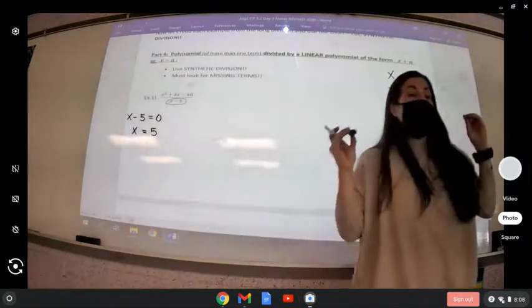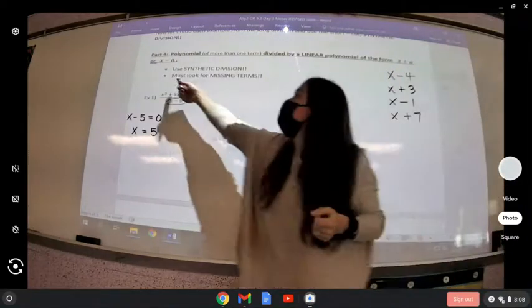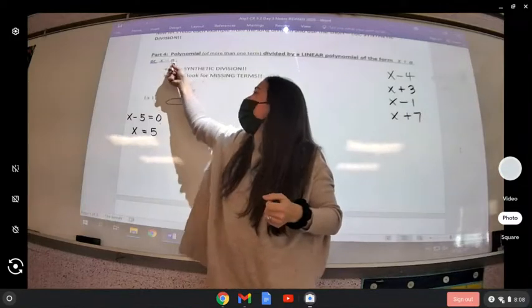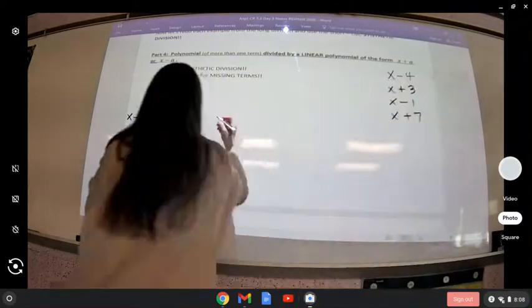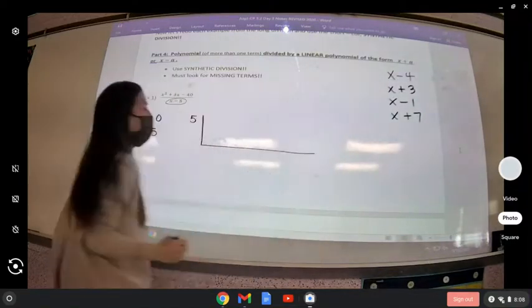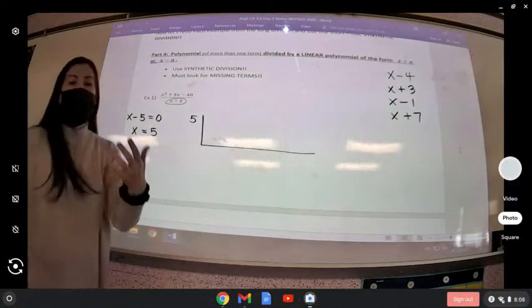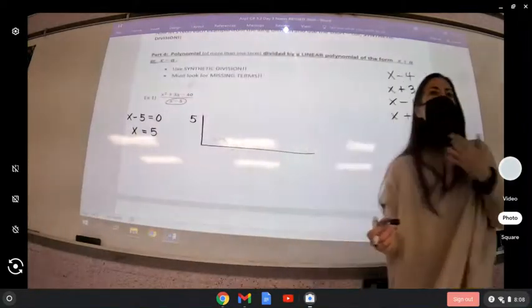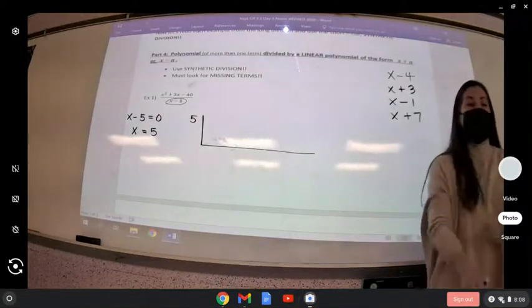I call 5 our magic synthetic number. The book is going to call it A, because if this was x minus 5, A would have been 5. So I call it the magic number. I want you to write it like this, and then draw a box like that. Once you get this process down, you'll see it's a lot easier than long division. But right now you don't know it, so all of this is going to feel really weird.